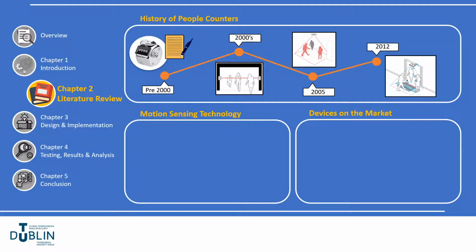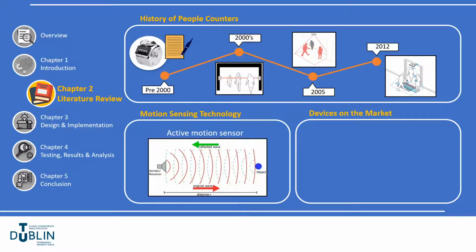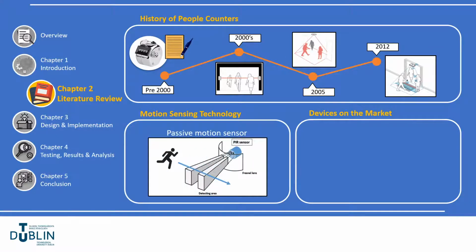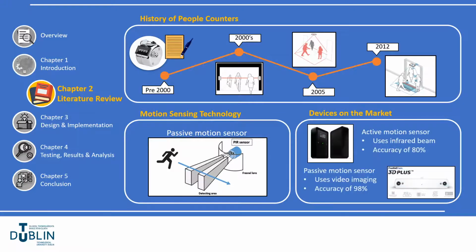Motion sensing technology. There are two main types of motion sensors. These are active motion sensors, which have a transmitter and receiver, and passive motion sensors, which only have receivers. Devices on the market. The first device you see here is an active motion sensor that uses infrared beam technology and has an accuracy of 80%. The second device you see here is a passive motion sensor, which uses video imaging technology and has an accuracy of 98%.